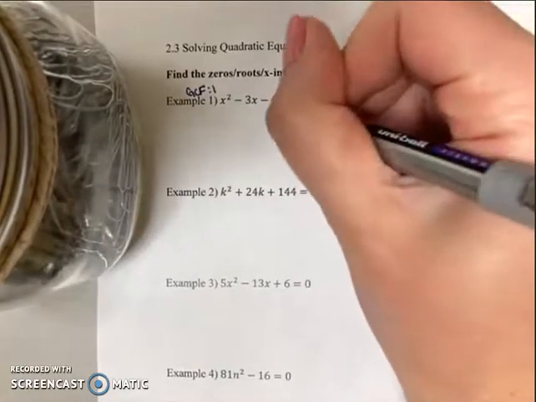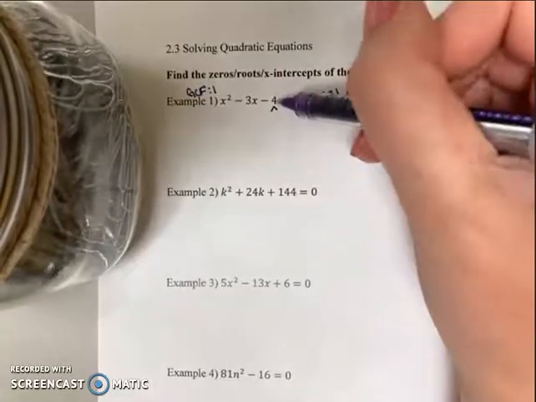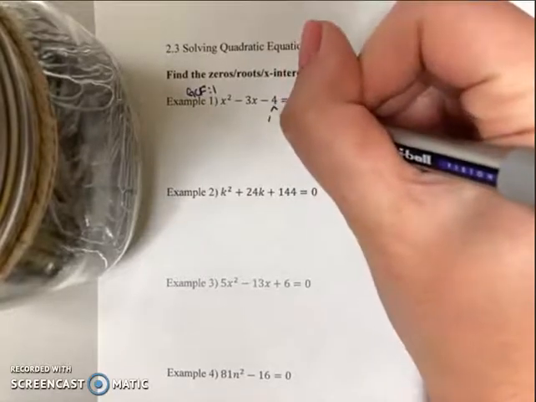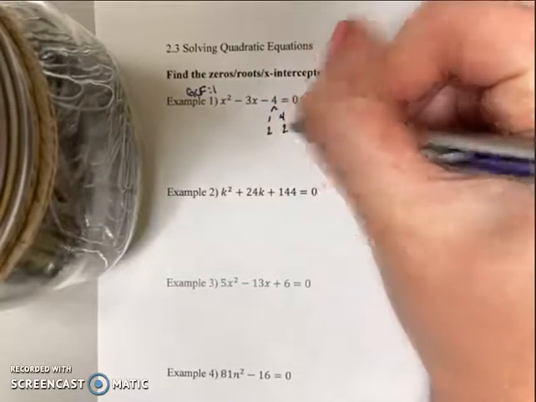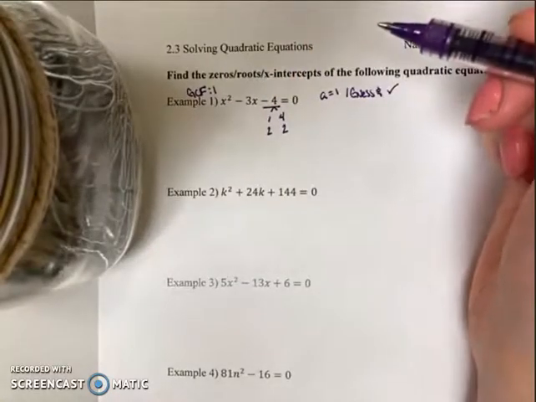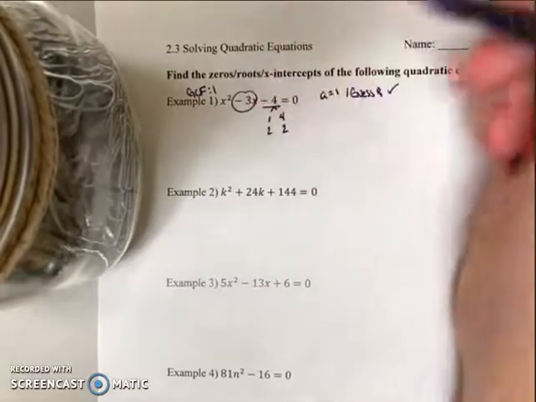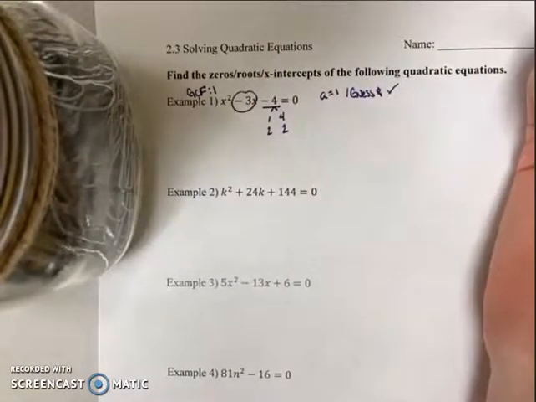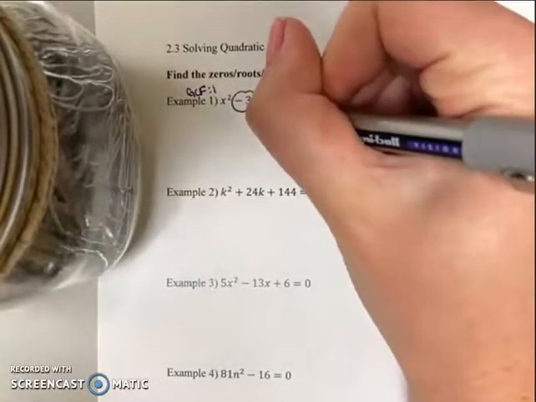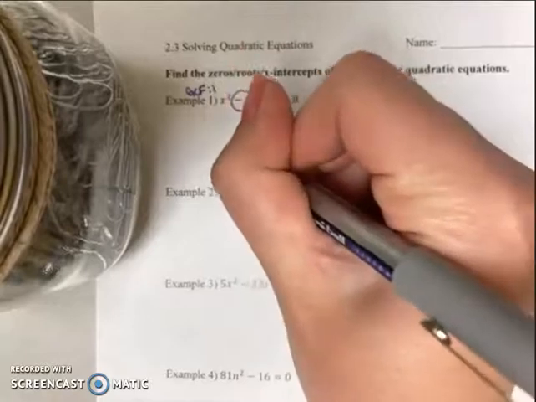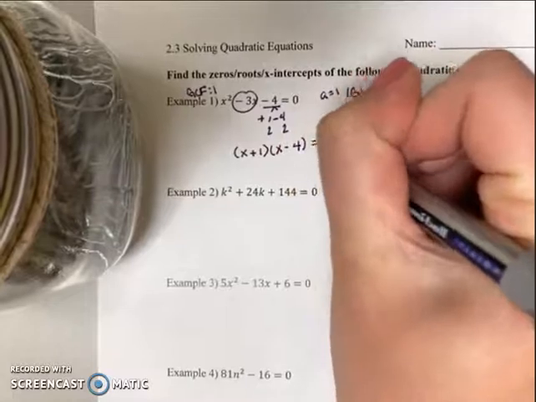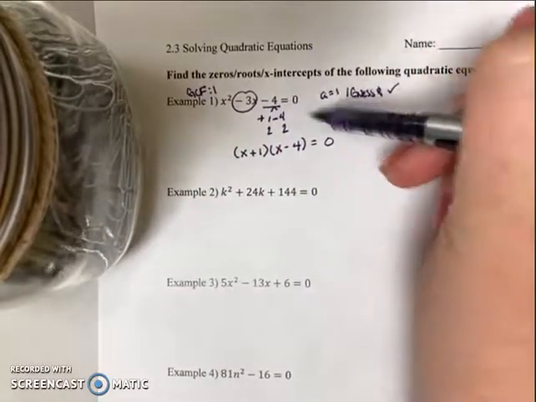Remember, for guess and check, you ask yourself what are the factors of the constant. So I have a -4. Those factors would be 1 and 4, 2 and 2. That negative tells me I have to use different signs to get the middle term of -3. Well, if I want a -3, I can make a 4 negative, a 1 positive. The factored form is x plus 1, x minus 4, which is set equal to 0.